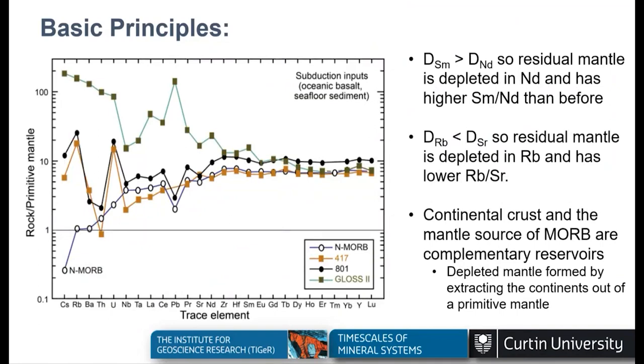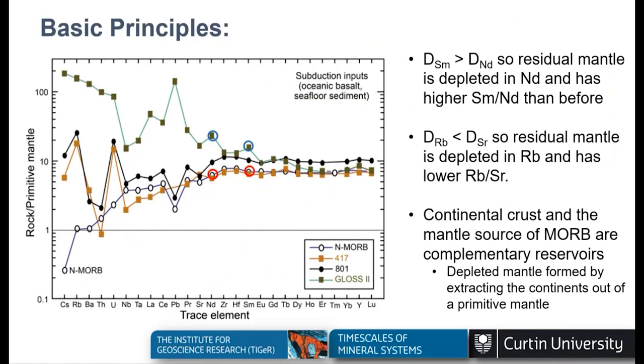Things that have a sort of negative slope in the incompatible elements here are depleted in incompatible elements. So that's typically what you see of oceanic basalts that form mid-ocean ridges, so MORBs. Things that plot up here with this slope going down like that are enriched in incompatible elements, and that's typical of oceanic crust. So in this diagram, the GLOSS is a model for oceanic sediment, which is kind of average continental crust. Think of it like that.